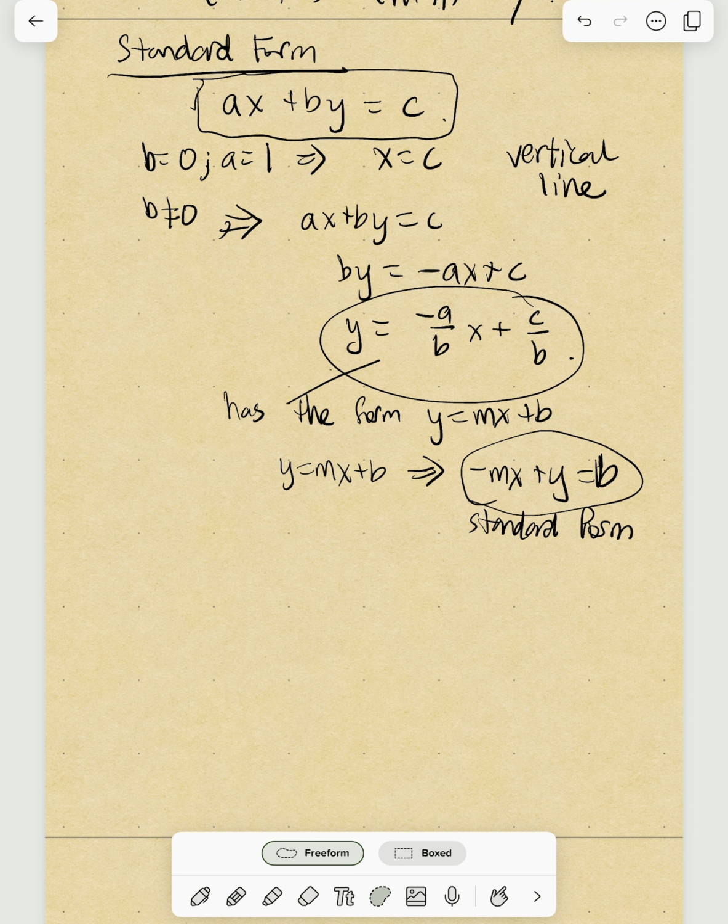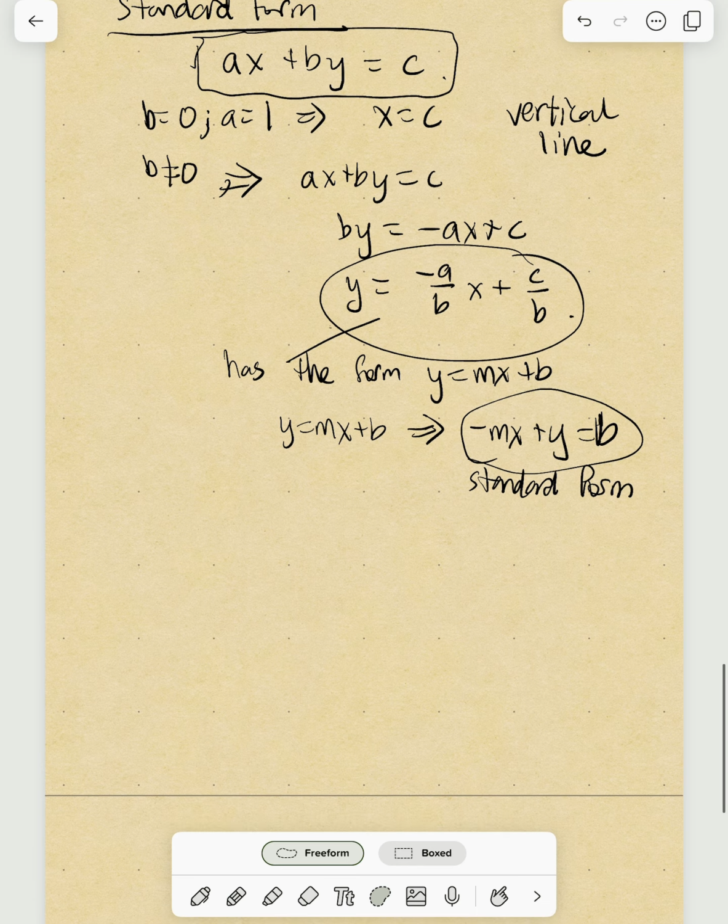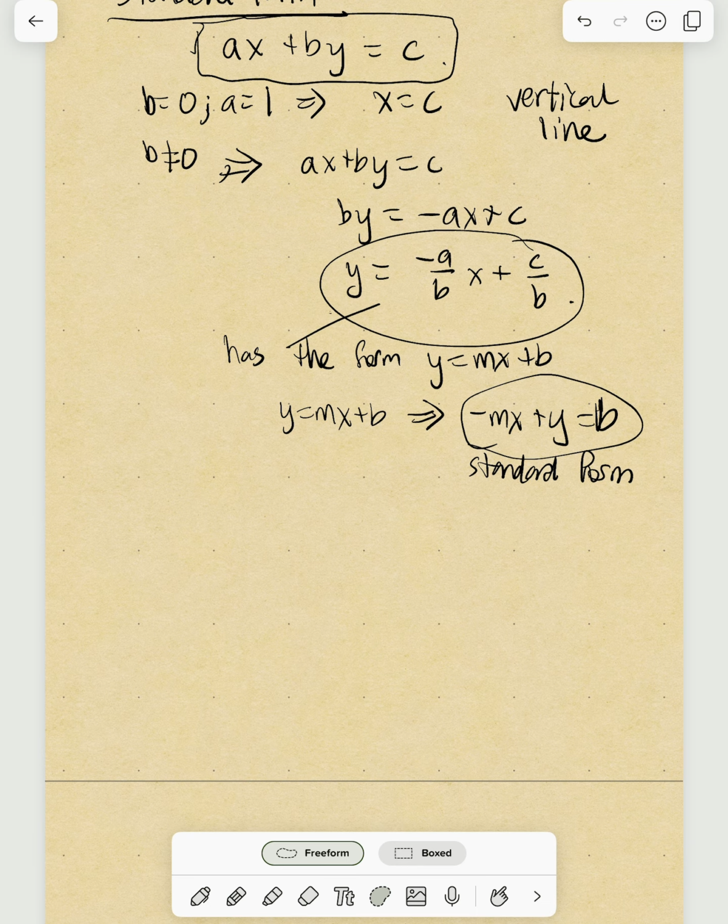Because if you set b equal to 0 and a equal to 1, you get x equals c, which is an equation of a vertical line. If b is not 0, then you can solve for y and get something in the form y equals mx plus b. And if you have something in the form y equals mx plus b, it's really easy to get the standard form. You just subtract mx from both sides and you get this, which is in the standard form. Right? Your a would be negative m, your b would be 1, your c would be b.